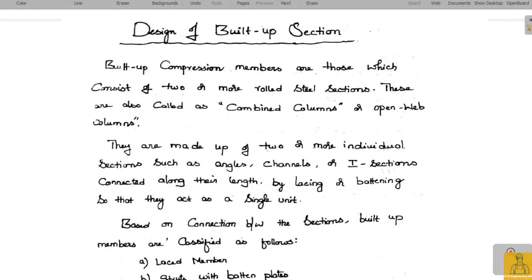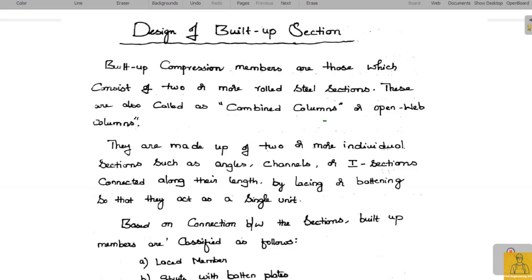In this video, let us discuss the design of built-up sections. So what is a built-up section? See, when a single member is not enough to carry a certain amount of load, then there comes this built-up section. So we are interested in talking about built-up columns in this chapter. So what is a built-up column or built-up compression member?